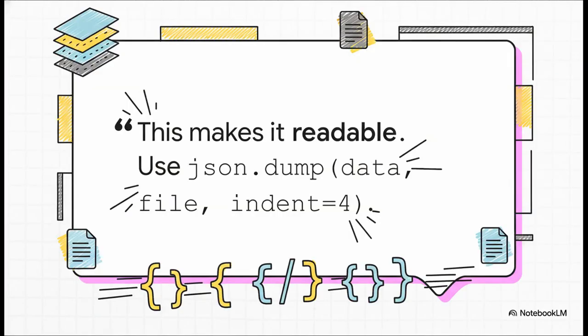And hey, here's a little pro tip that interviewers love to see. Whenever you're writing JSON to a file, always add the indent equals 4 argument. This is what we call pretty printing. It takes the JSON from a single, unreadable line of text and turns it into this beautiful, clean structure that's super easy for any human to read and debug.